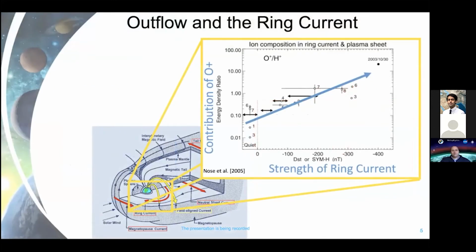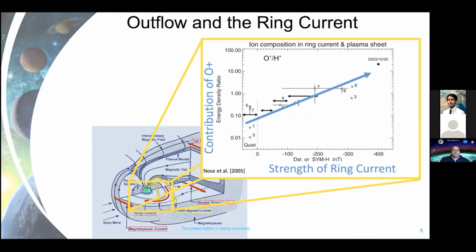I'm going to walk through a couple of examples of that. In the inner magnetosphere, where you have the ring current and radiation belt region, you can find that during storms, a lot of times the plasma in this region is coming mostly from the ionosphere. This is an example I like to show from a study from Nose et al. in 2005, where they're looking at the strength of the ring current during different storms and how much energy in the ring current is contributed by the O+. O+ is very nice here because it only comes from the ionosphere, so it's a clear marker of an ionospheric source of plasma.